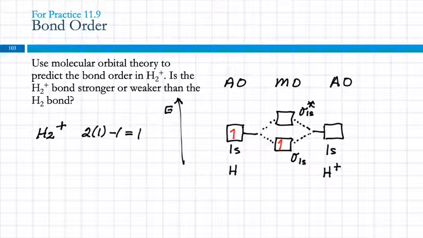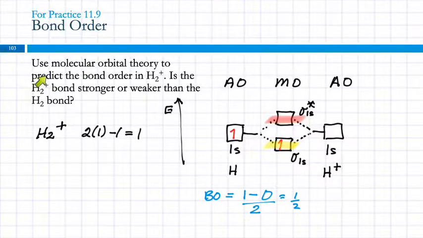It says predict the bond order. The bond order is the number of electrons in bonding orbitals, which is 1, minus the number of electrons in anti-bonding orbitals, 0, divided by 2. So the bond order is 1/2. Any questions? That's the first part: use molecular orbital theory to predict the bond order. The bond order is 1/2. Is the H2 plus bond stronger or weaker than the H2 bond?